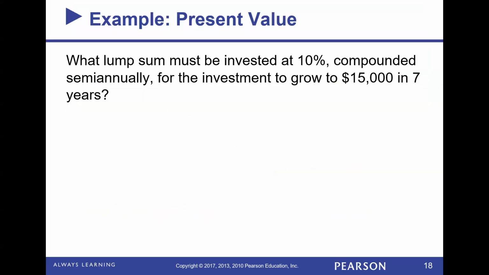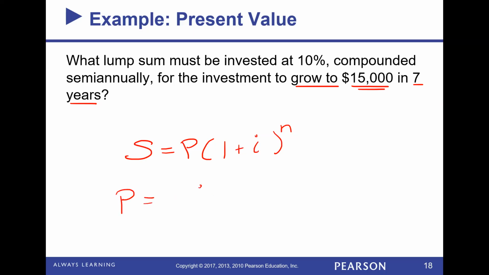And what we need to look out for. So what lump sum must be invested at 10% compounded semi-annually for the investment to grow to $15,000 in 7 years? Okay, keyword there. We're growing to $15,000 in 7 years. Again, we have two formulas. The two formulas that we talk about, especially for compounded semi-annually, are these two here.